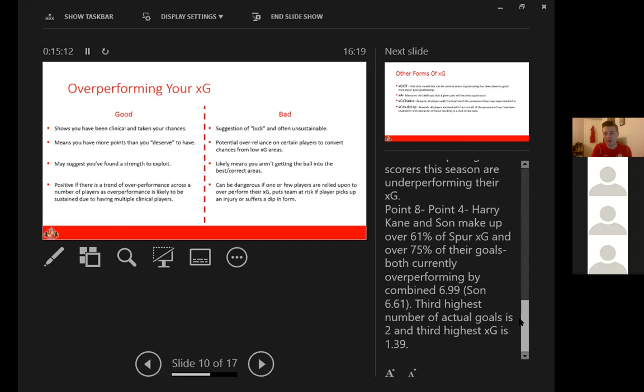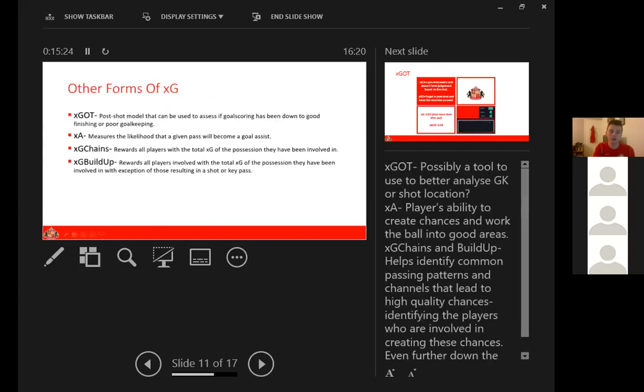So if there was a dip in form or an injury, then that could put Spurs at risk of struggling in the league and not picking up as many points as they have been currently. So we'd say a drop off in form. So the form strategy as well. You've got expected goals on target, which is like a post-shot model. It tests whether the goal has been down to good goal scoring or whether it's been down to poor goalkeeping.